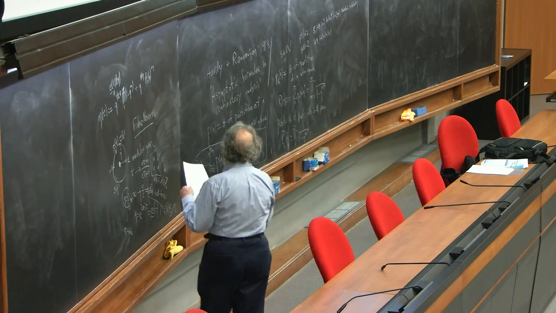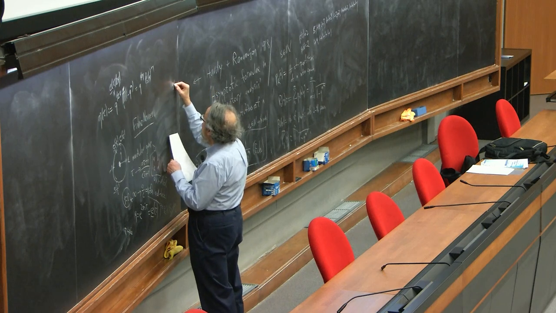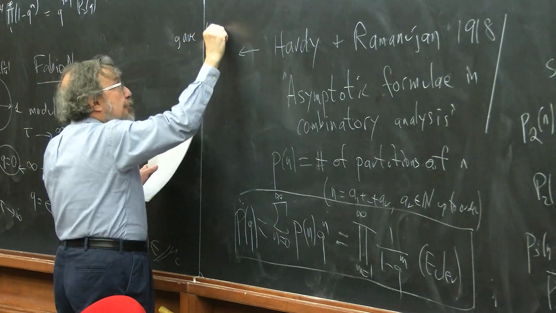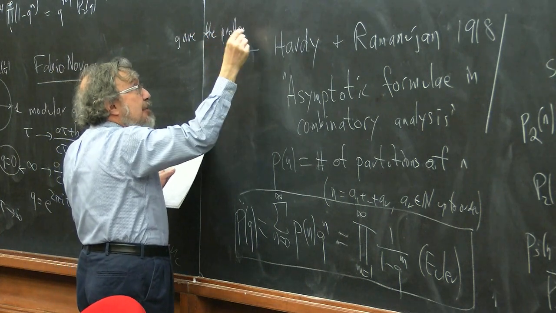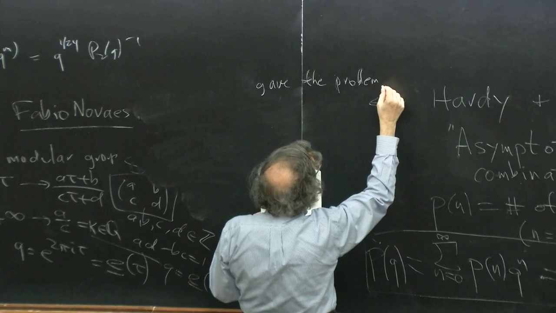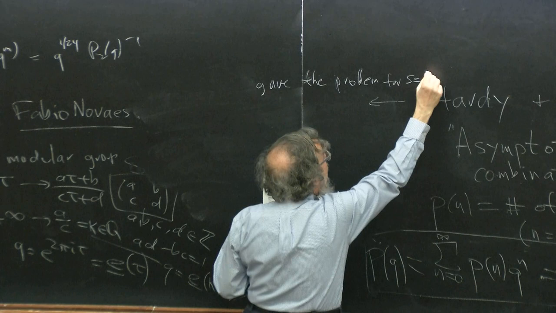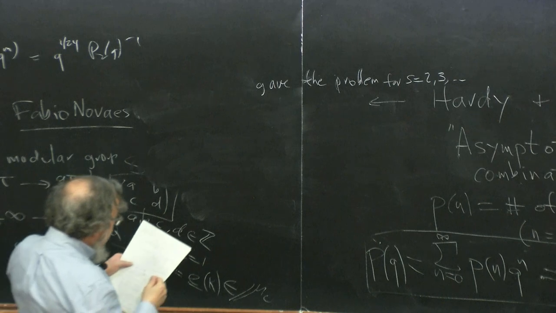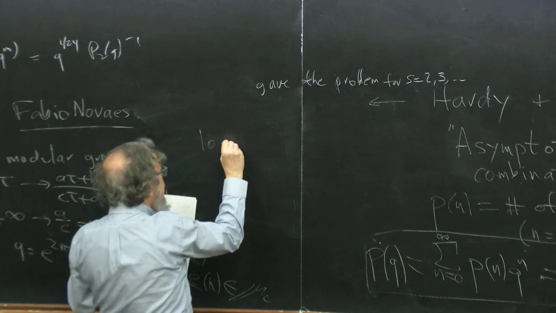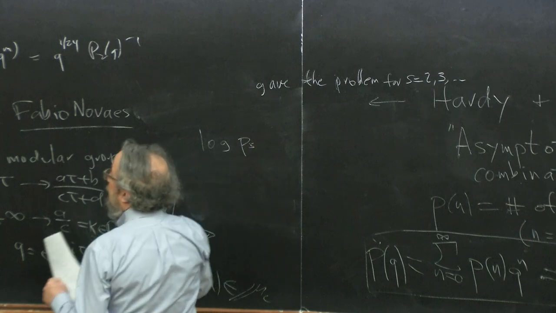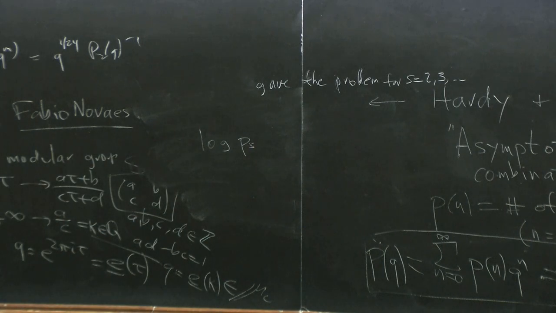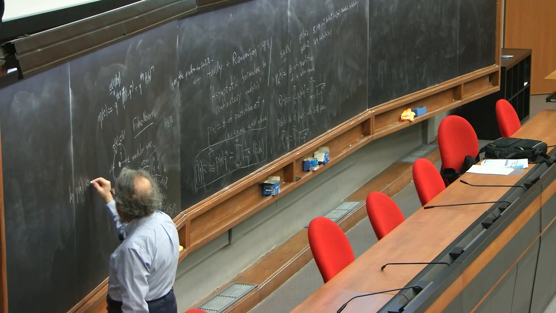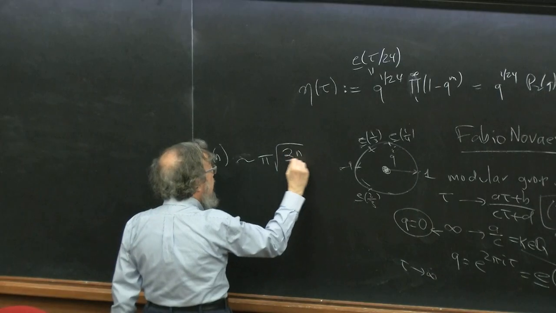So they gave the problem with general s. So s is their letter, because there'll be a Riemann zeta function soon, and one uses s for that. For s equals 2, of course, squares are the most interesting case, but it's the first case. And they gave in the introduction a very weak formula. So let me remind you again of the Hardy-Ramanujan formula. The log of P of n, that's quite easy to prove, is asymptotically equal to pi times the square root of 2n over 3.